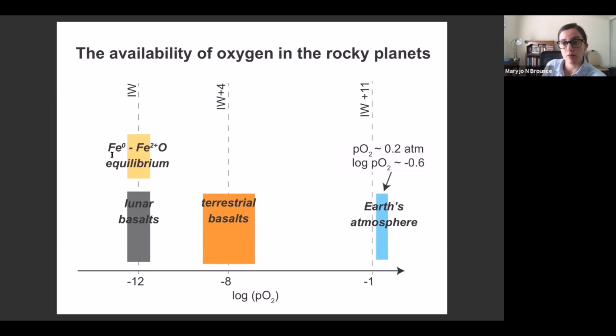And I'm going to reference values of the log PO2, or the availability of oxygen, relative to this, such that if I were to talk about the availability of oxygen in terrestrial basalts, which is 4 orders of magnitude higher on this scale, I would call it iron wustite plus 4. And then Earth's atmosphere, being 11 orders of magnitude higher in this parameter, would be iron wustite plus 11.